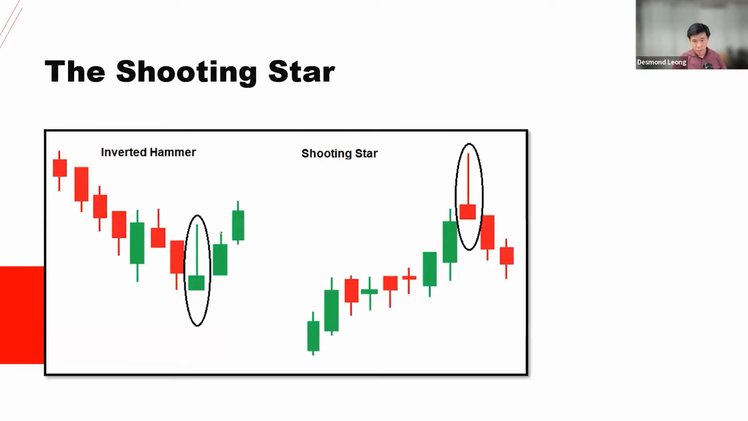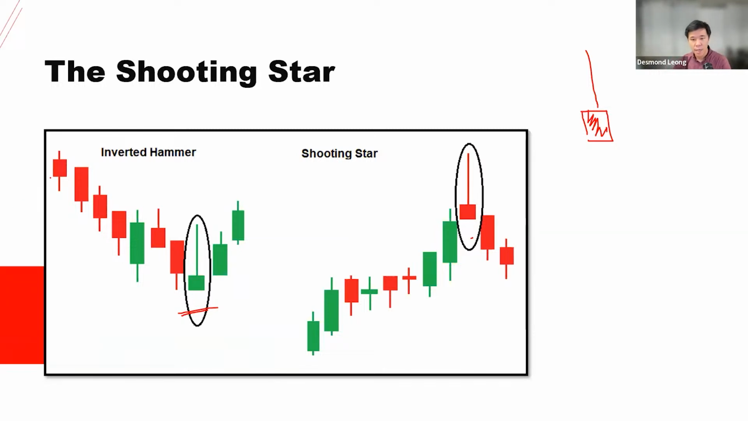Why? Because in this example, you notice a shooting star forms something like this, right? This is a shooting star. A shooting star can happen at the bottom or at the top. At the bottom, they call it an inverted hammer. And it kind of sucks, right? I don't really like it, right?